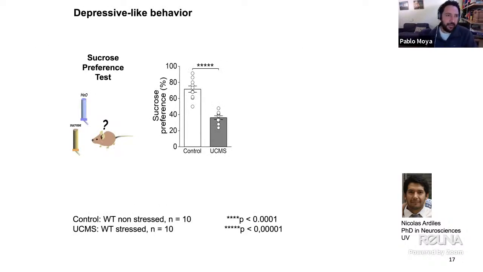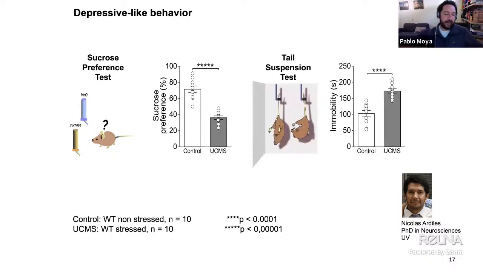And this is related to the impact on depressive-like behaviors. For example, the sucrose preference, this is, I mean, we are just replicating previous findings, to establish that the protocol works in our lab. There is a dramatic impairment in the sucrose preference test, and an increase in the immobility revealed in the tail suspension test.